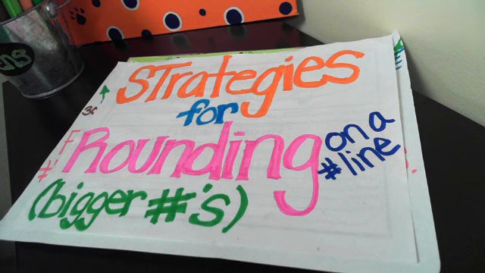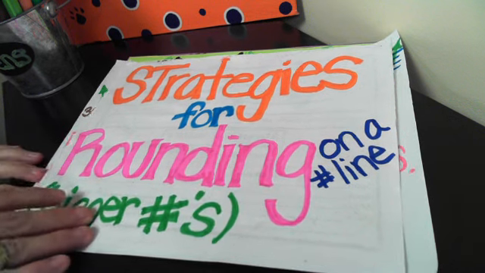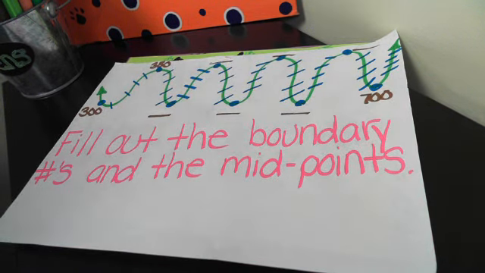Tonight's flip video lessons are about strategies for rounding the bigger numbers on a number line. So this is going to be our title, Strategies for Rounding. Put that on your table of contents and also write it at the top of your next blank page in your notebook. Okay, this is looking familiar. We've worked on this for the last couple of days, and we are simply going to go through and talk about how to fill out the boundary numbers and our midpoints.